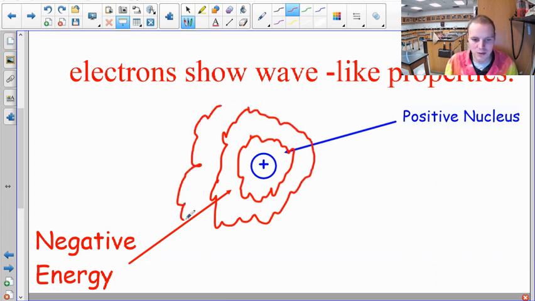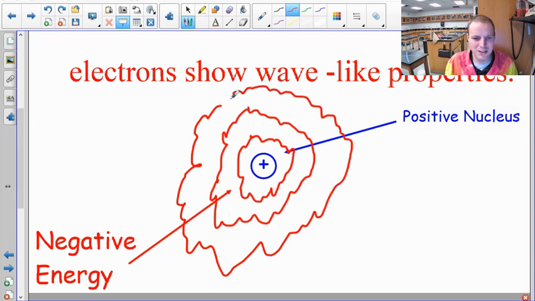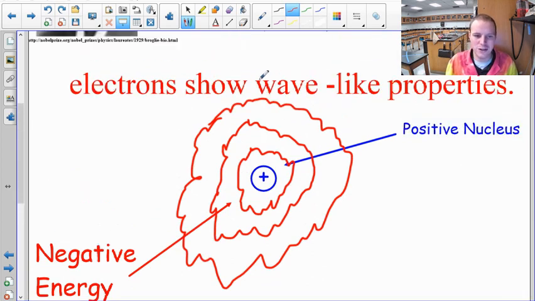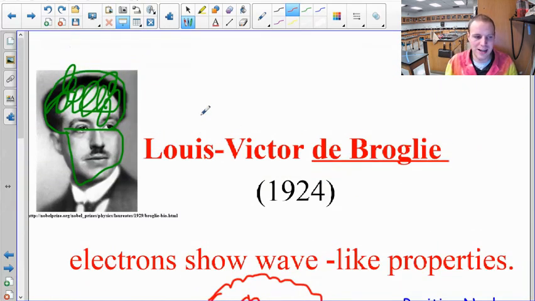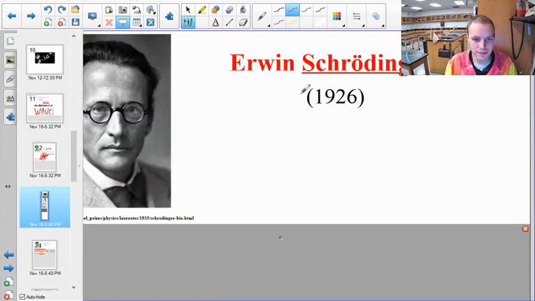Yep, so we have these waves, and they sort of form circles, but you can't really call these circles either. They're sort of like waves, and it's just sort of like negative energy. And so that's de Broglie's contribution. That was his model of the atom. It's a little bit different than Bohr's. And now we got Erwin Schrödinger.